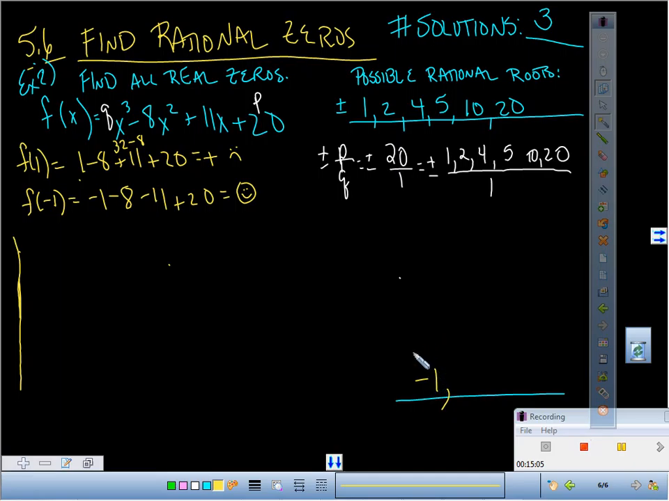Synthetic division. Yesterday we used this number and we got this down to a quadratic and then we factored or used the quadratic formula. Okay, so let's do the same thing. It's going to be really fast. So negative 1. Go back up to this original problem, guys. Don't use these ones down here that you changed. So 1, negative 8, 11, and 20.